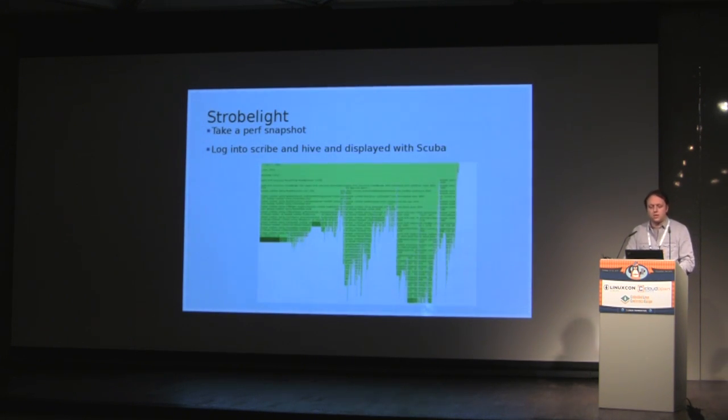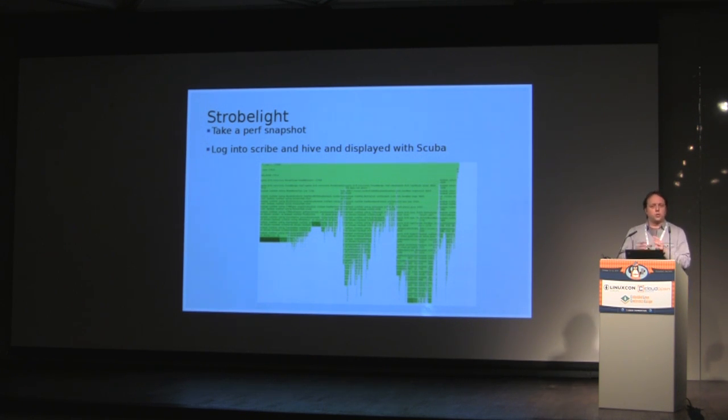Strobelight is a tool based on perf. It runs on some of the services and takes some snapshots over time. Again, just a sampling of it, like a random pick. We log it into Scribe, which is a data collection pipeline, into Hive, and we display it with Scuba, which is another data display tool that we have. This is a nice flame graph that we generate with it. We can also display a simple call stack. We don't have it running at this point.